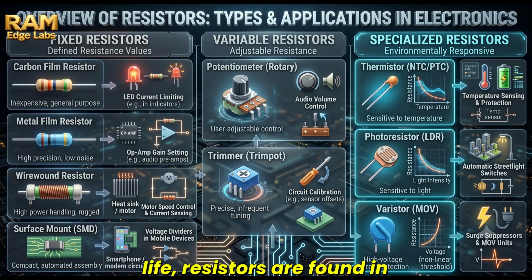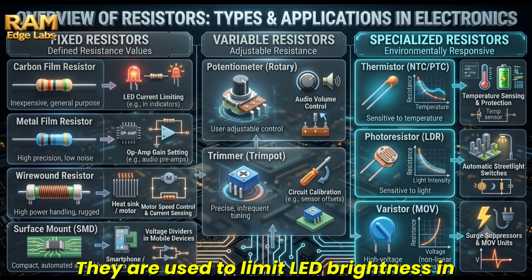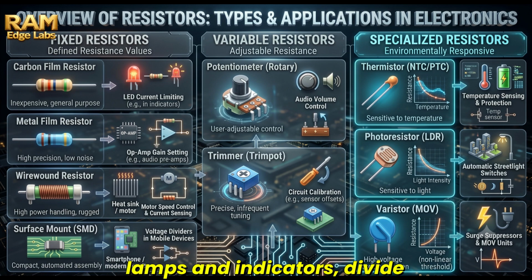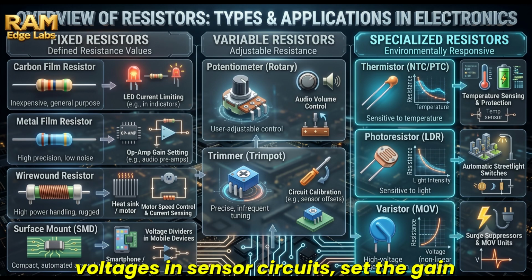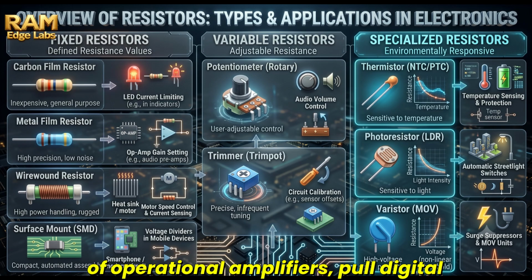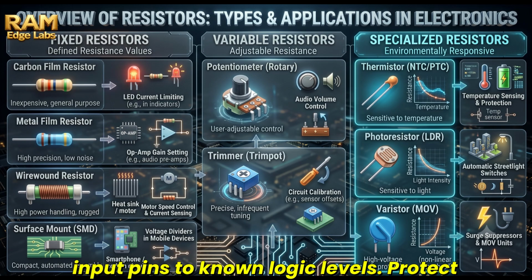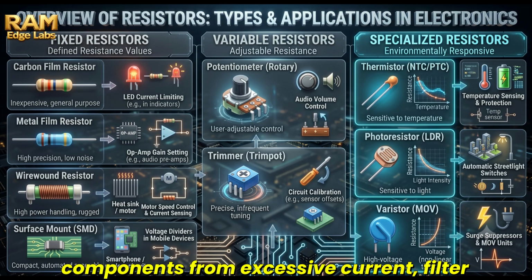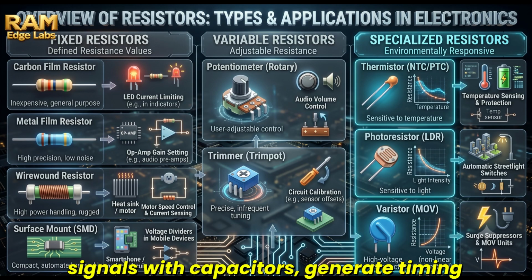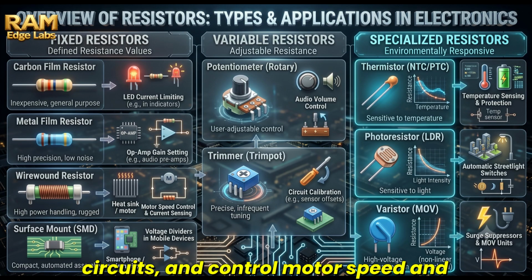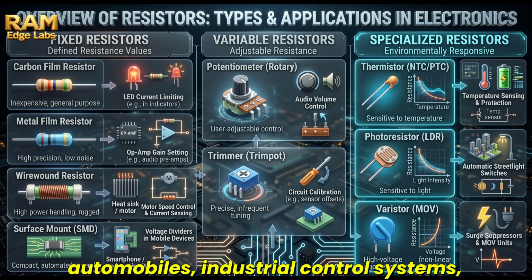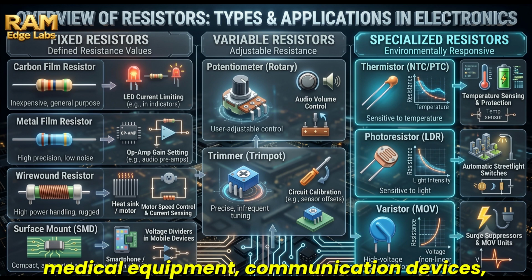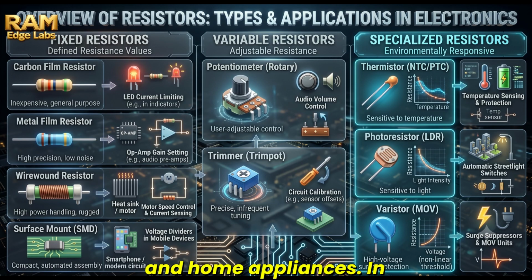In everyday life, resistors are found in almost every electronic device. They are used to limit LED brightness in lamps and indicators, divide voltages in sensor circuits, set the gain of operational amplifiers, pull digital input pins to known logic levels, protect components from excessive current, filter signals with capacitors, generate timing circuits, and control motor speed and electronic loads. They are essential components in televisions, computers, smartphones, chargers, automobiles, industrial control systems, medical equipment, communication devices, and home appliances.